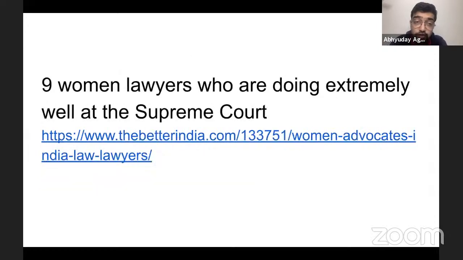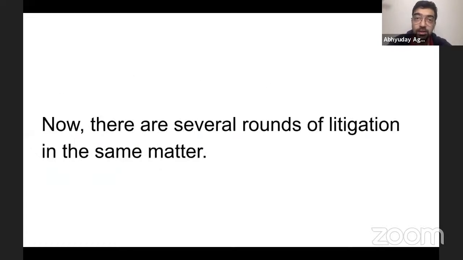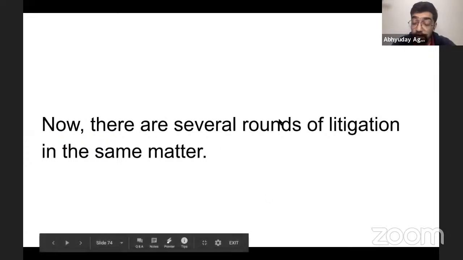And then there's a list of 9 women lawyers who are doing extremely well at the Supreme Court. Only 9 were listed here, but there are way more women lawyers. So it is not that litigation or Supreme Court litigation is only for men. It is for everybody. Okay, the opportunity is available for everyone. Now we're going to go into how does it work.